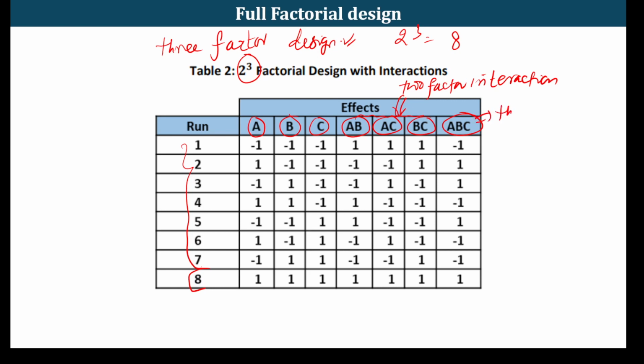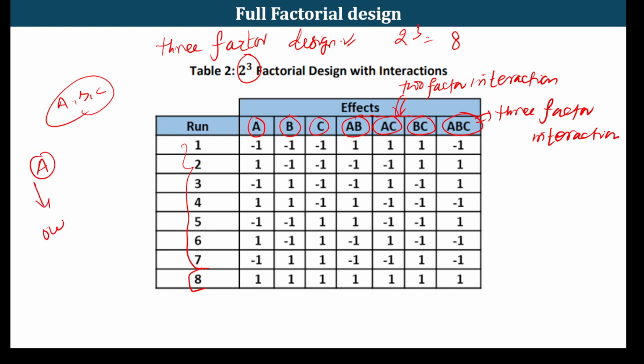And this one is a three factor interaction. Can you say any example of this? Let's say in any drug manufacturing, what will happen? I have three factors, A, B, C. So first I will check the influence of A on the output. Then we'll check B's influence. Then C's influence on the output.